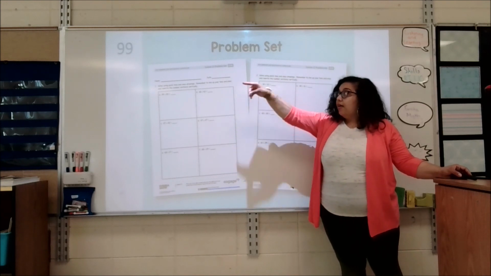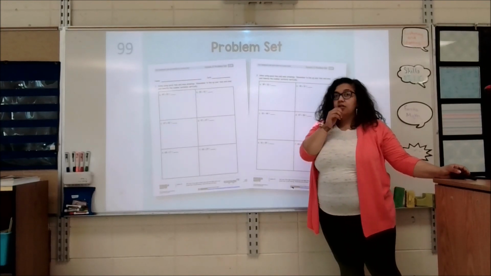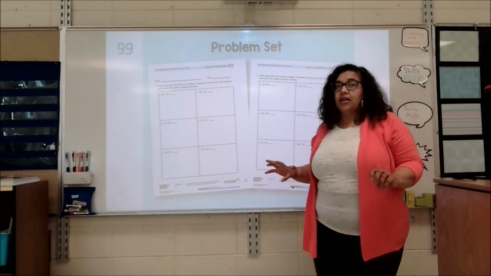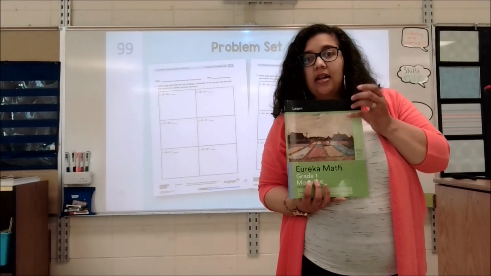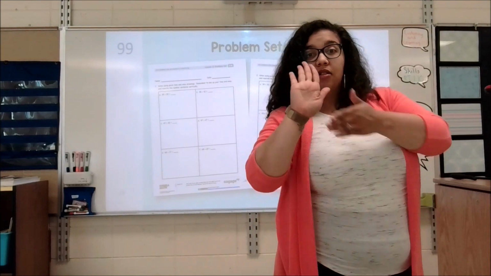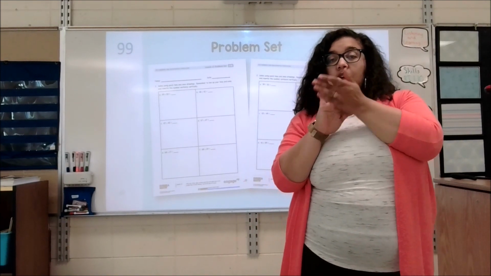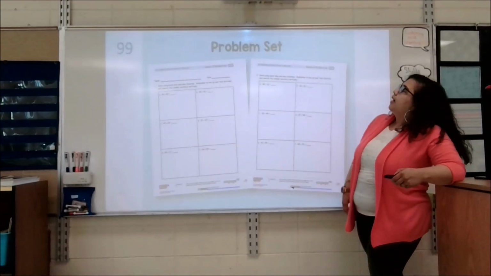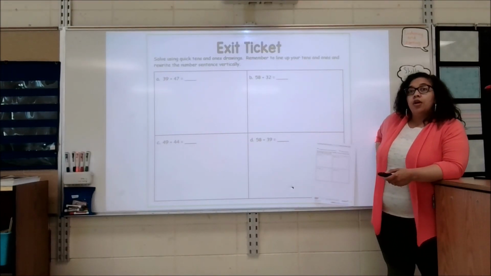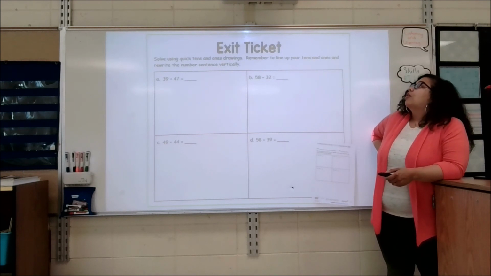Okay? Now, it starts on page 99 in your Learn Book. That's the front. There's also a back. Work on this. Work hard. Do your best. When you're done with that, complete the 4 exact same things, 4 more on your exit ticket, and turn it in.